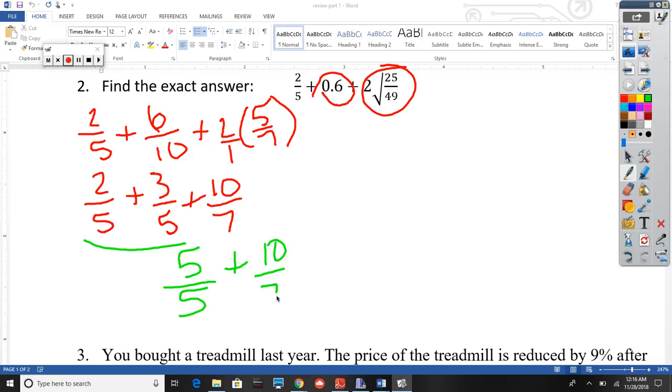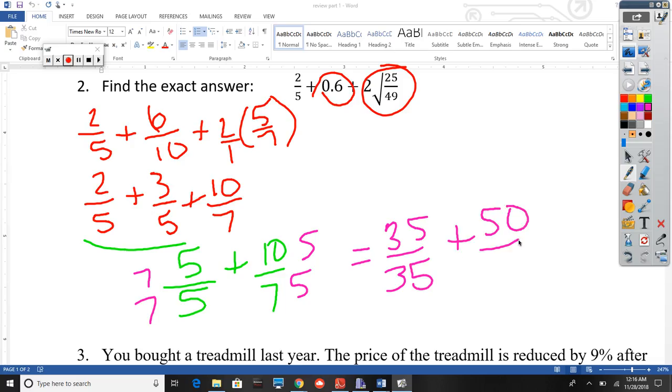10 over 7. And then now I'm going to leave 5 over 5 like that. I'm not going to turn it into a 1 just because I want to show you the process for that so you can do the next problem. So I'm going to multiply this one by 7 and this one by 5. So that's 7 times 5, that's 35. 5 times 10, that's 50 over 35. So I just multiplied 7 times 5, 5 times 5. Sorry, 10 times 5 and 7 times 5 again. And then now I can add them, which gives me 85 over 35.